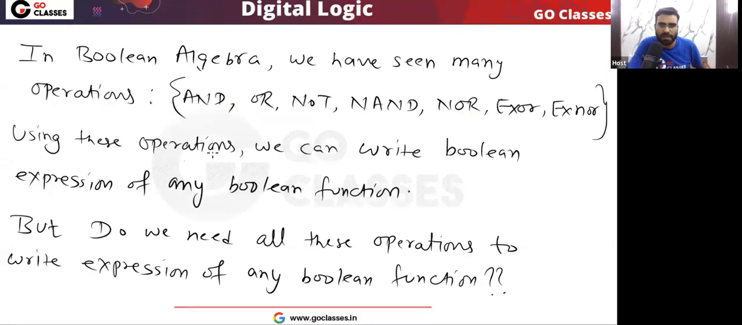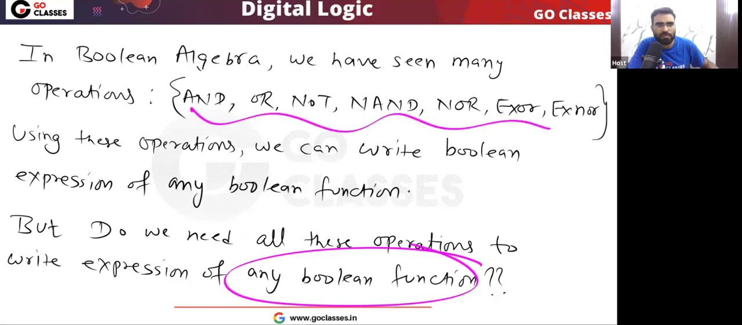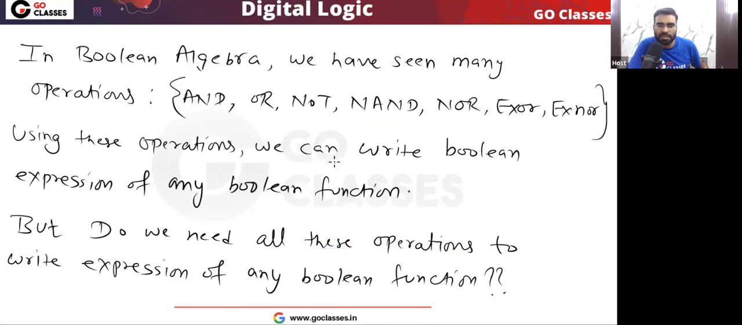But tell me, is it necessary that we should have all of them? Do we need all these operations to write the expression of any Boolean function? So the answer is no. We don't need all of them. For example, if you have these three, AND, OR, NOT, then you can express any Boolean function.